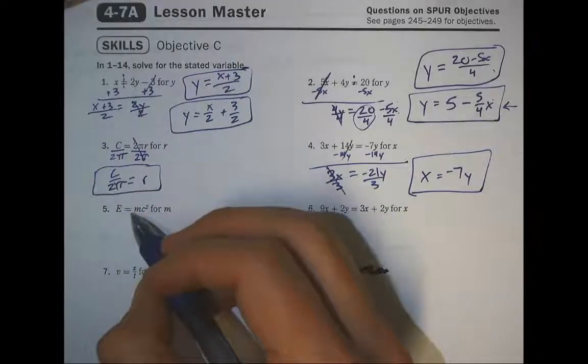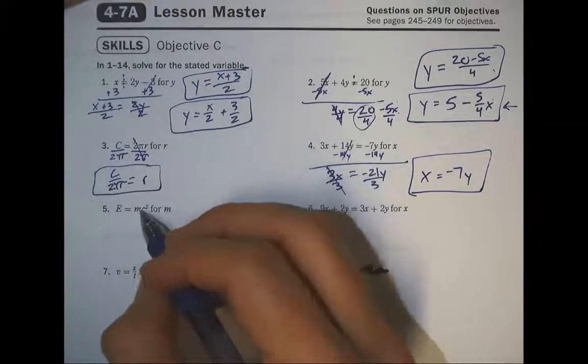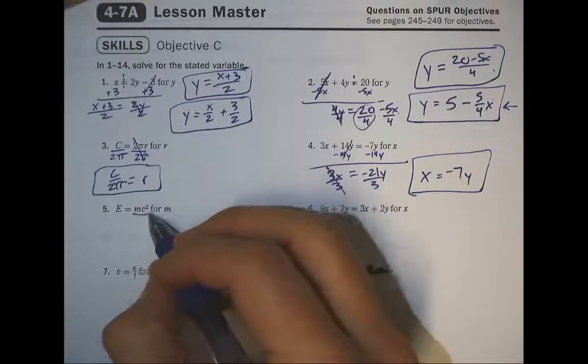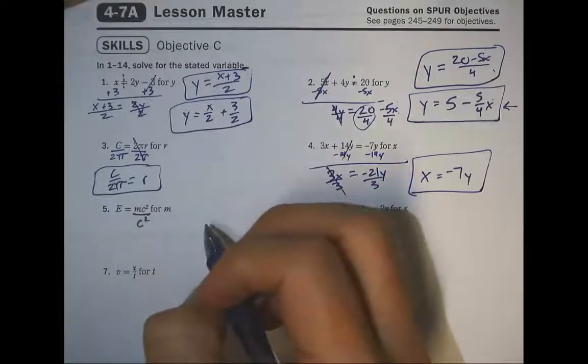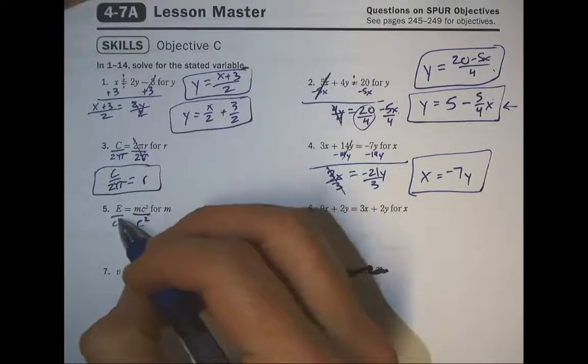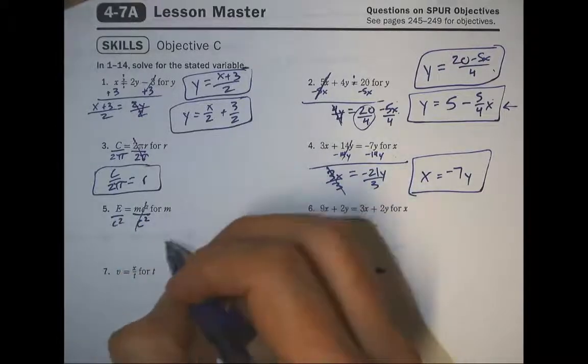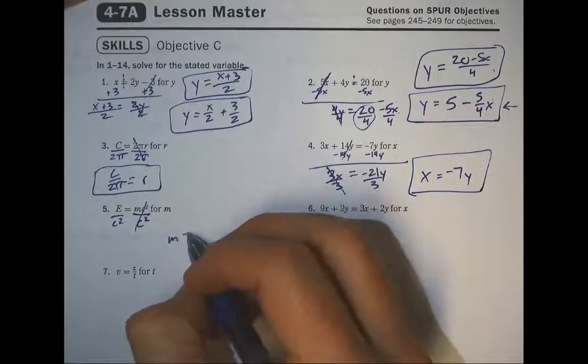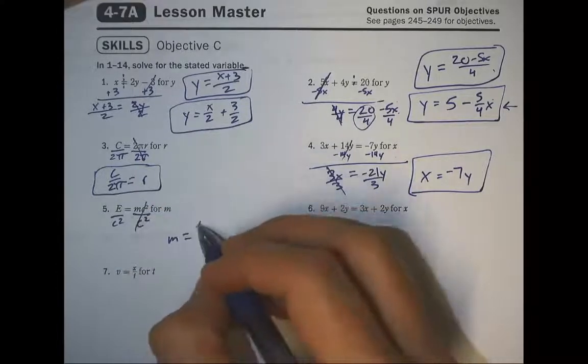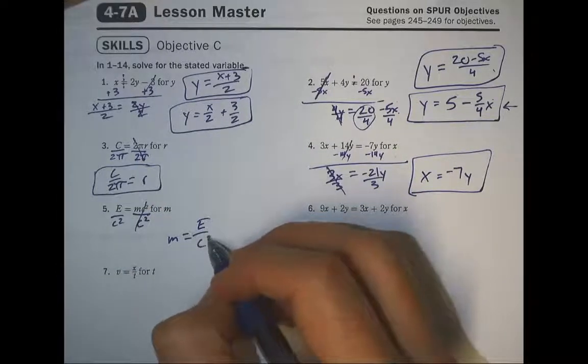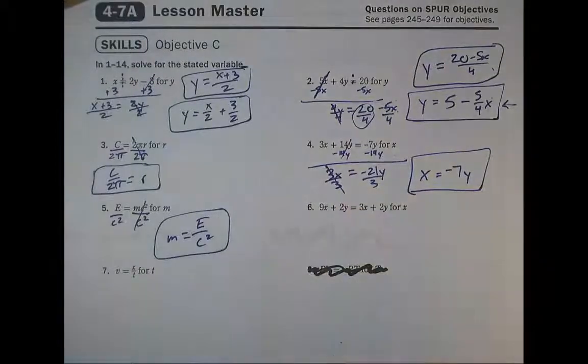Number 5, E equals mc squared. We want to solve for m, so we want c squared to go away. Well, c squared is being multiplied by m, so I can divide by c squared to get rid of it. M is now by itself. M equals all of this, E over c squared. Done. Can't simplify any more than that.